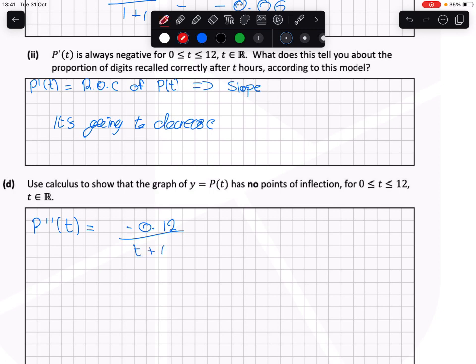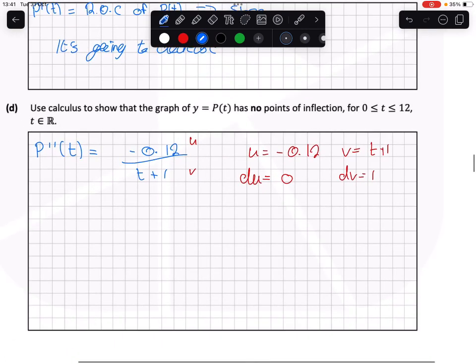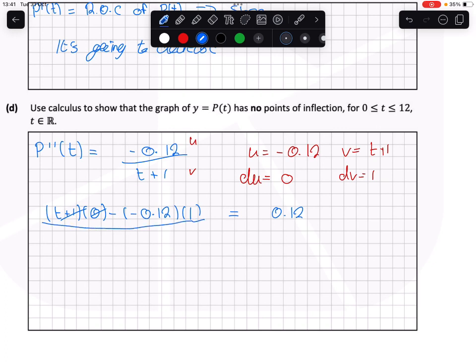If we use the quotient rule for this, u and v, we're going to have u being equal to minus 0.12, so du is equal to 0, and then we have v is equal to t plus 1, so then we have dv just equal to 1. Plug this back into the quotient rule. We're going to have v du, so t plus 1 times 0 minus 0.12 times 1. Double negative here, this left hand side goes to 0, so we just have 0.12, and then this is all going to be divided by v squared.